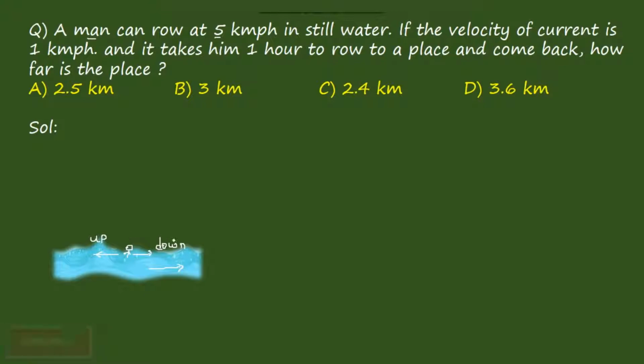Now consider the speed of downstream as A and the speed of upstream as B, the speed of the man as U and the speed of the stream or water as V. They are given that U is equal to 5 km/h. The velocity of the current is 1 km/h, so V is equal to 1 km/h. It takes 1 hour to row to the place and come back.